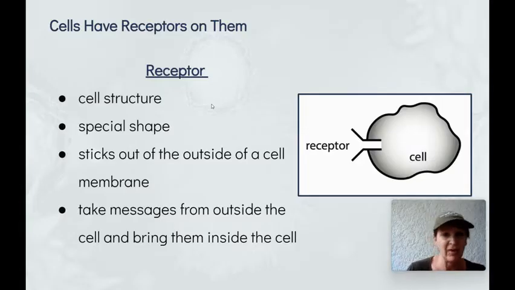It turns out that cells, like this little cell here in the corner, have what are called receptors on the outside. They're a physical structure that generally sticks outside of a cell membrane. The cell membrane is the outside of the cell here. Basically, receptors take messages from outside of the cell and bring those messages into the cell, and then the cell does something with those messages.